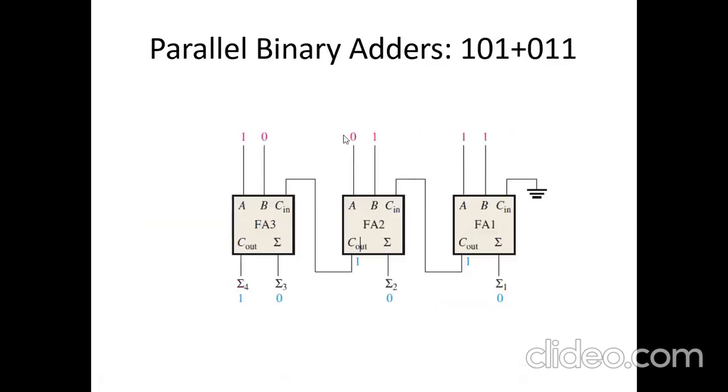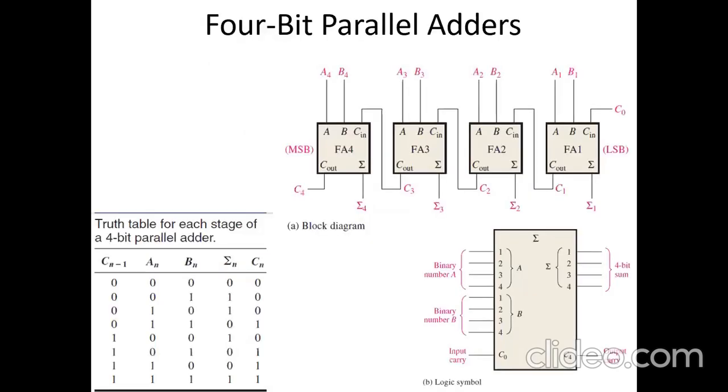Also, to add 3 bits, we need 3 full adders, as shown here. To add 3 bits, we need 3 full adders, and so on. If you need to add n bits, we need n full adders to be able to add n bits.